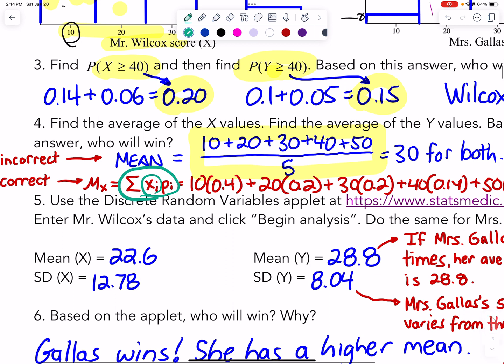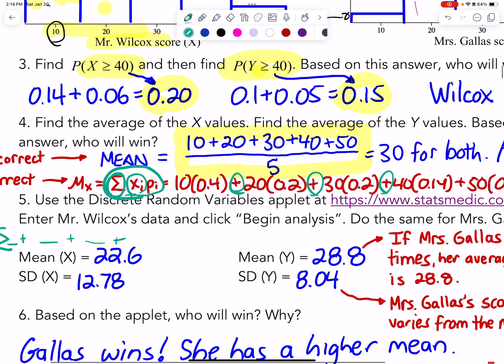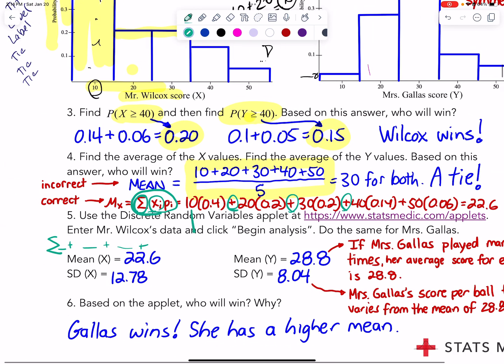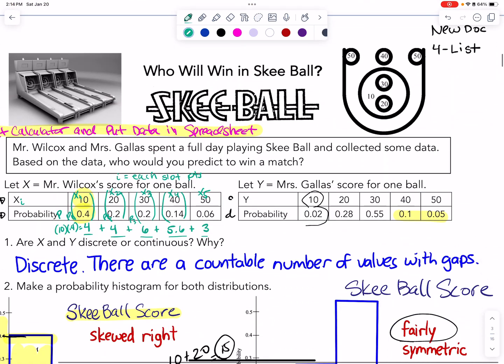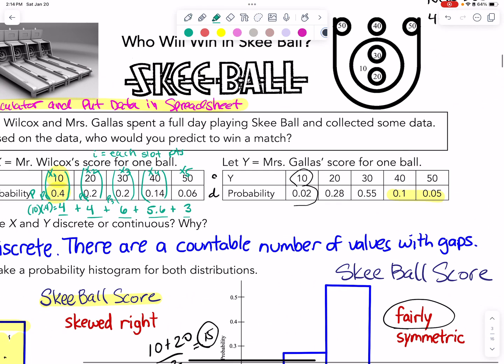This little symbol means add them all up. It's my sigma notation in math, and that basically means something plus something plus something plus something plus something. So what it's telling me is I'm going to take all my X's and multiply them by all their probabilities and add them all together. I'm going to do the same thing for my Y. I would say 10 times 2%, 20 times 28%, 30 times 55%, 40 times 0.1, and 50 times 0.05. Add these guys together, and I'd get the answer.